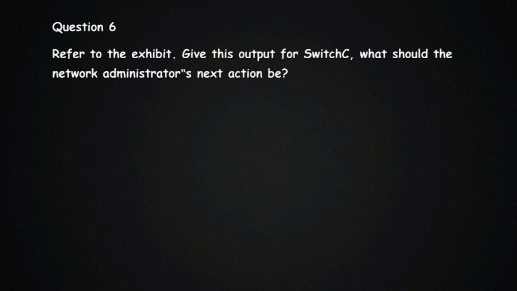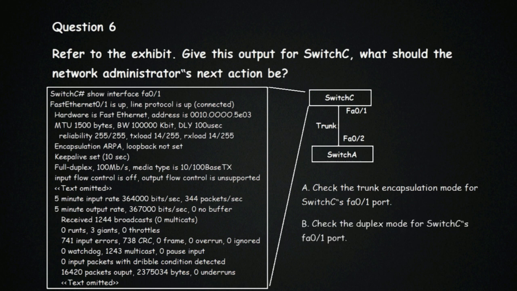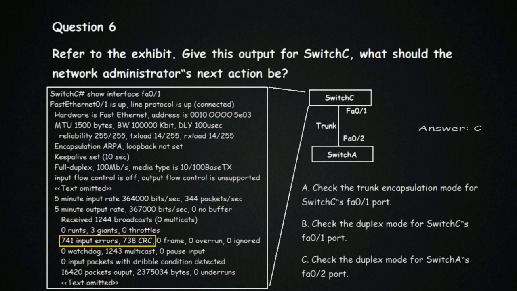Question 6. Refer to the exhibit. Given this output for switch C, what should the network administrator's next action be? A. Check the trunk encapsulation mode for switch C Fa0/1 port. B. Check the duplex mode for switch C Fa0/1 port. C. Check the duplex mode for switch A Fa0/2 port. Answer is C.